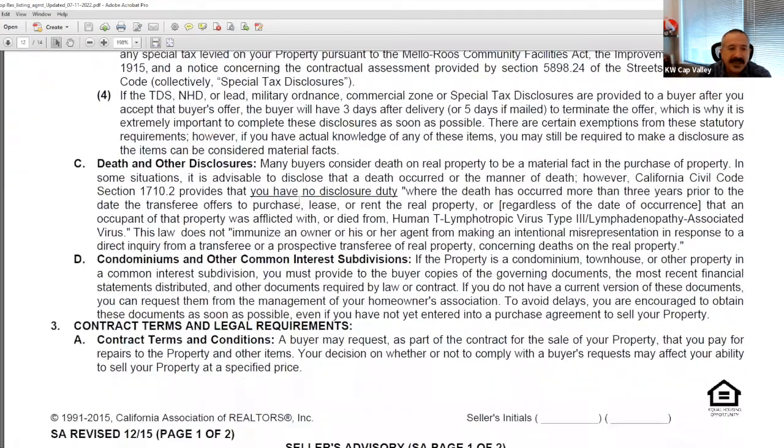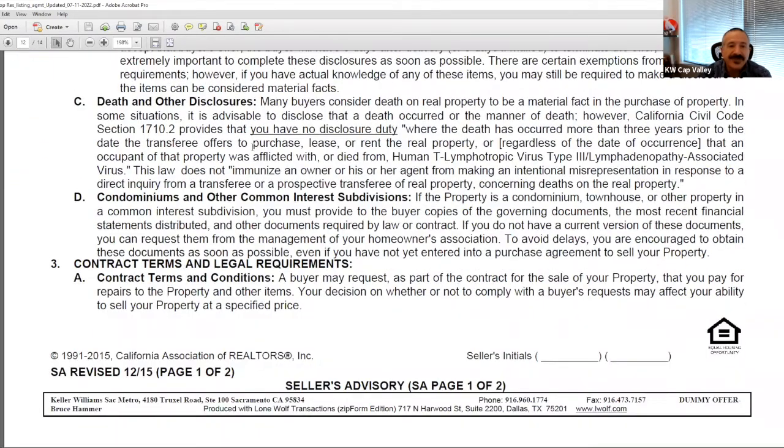Let's see here. Death and other disclosures. Normally, if somebody has died on the property within the last 3 years, the seller needs to disclose that to the buyer. The only exception is if the person died because of HIV or AIDS. There's an exception in California law for that.